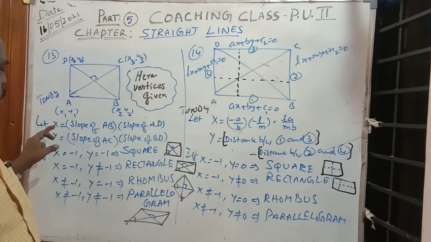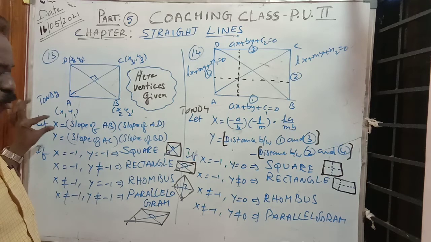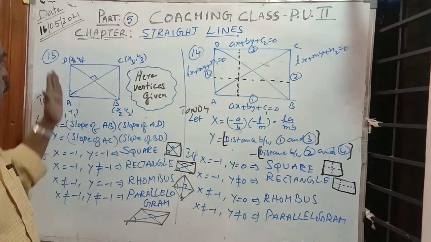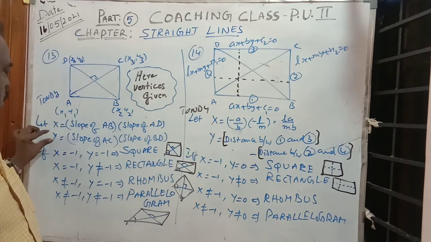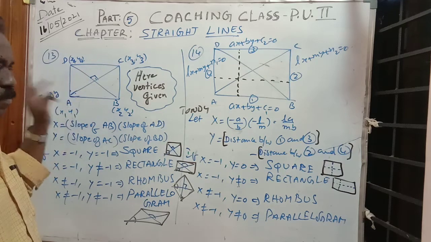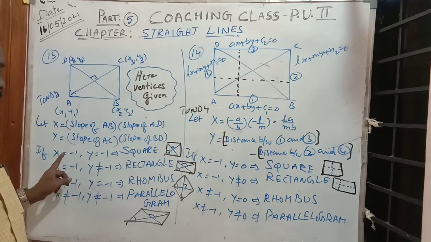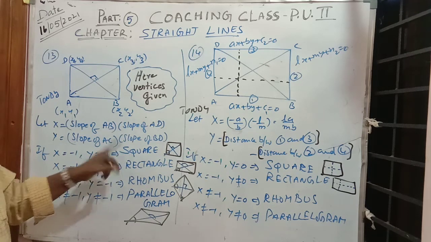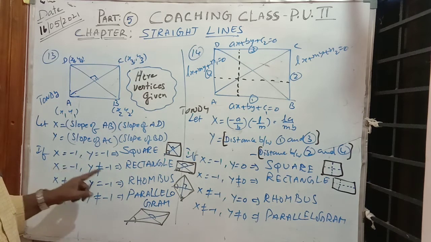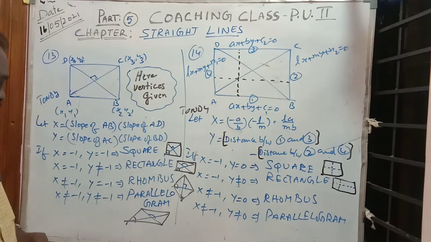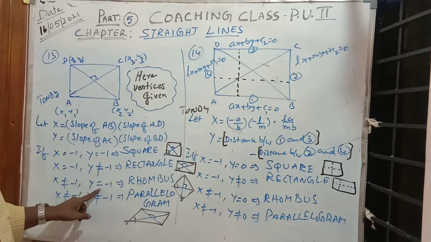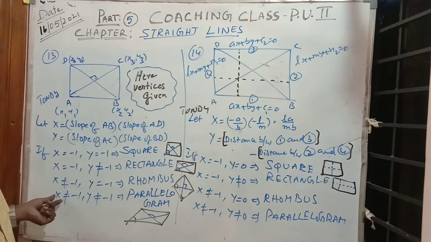Here, let capital X be the slope of AB times the slope of AD, and capital Y be the slope of AC times the slope of BD. If both are equal to -1, that is X = -1 and Y = -1, it is a square. X = -1 and Y not equal to -1 means a rectangle. X not equal to -1 but Y = -1 is a rhombus. Both not equal to -1, then it is a parallelogram.